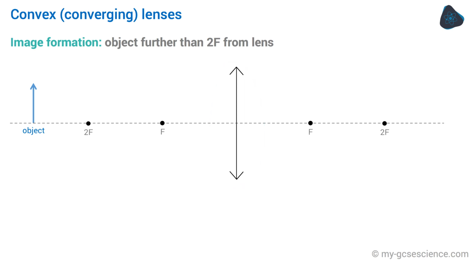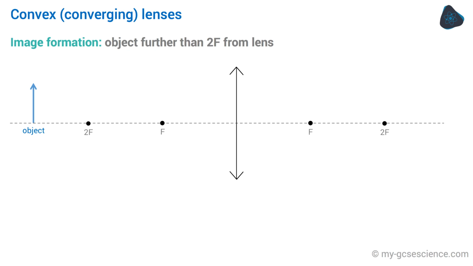Here, we've placed an object which is represented by this arrow beyond 2f, or twice the distance from the lens to the principal focus from the lens. Notice that the bottom of the object is sitting on the principal axis, which means that the corresponding part of the image will also be on the principal axis.